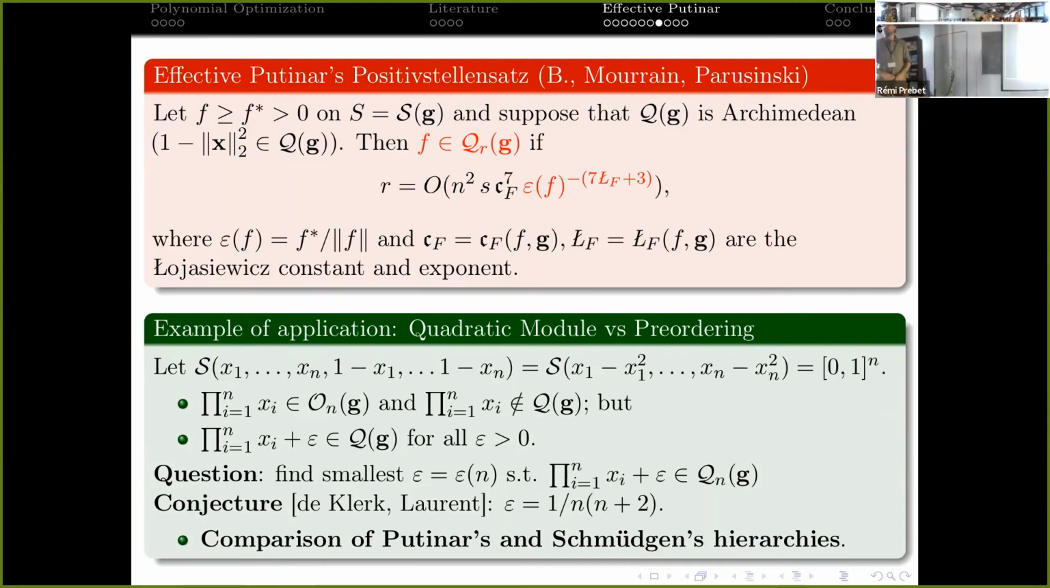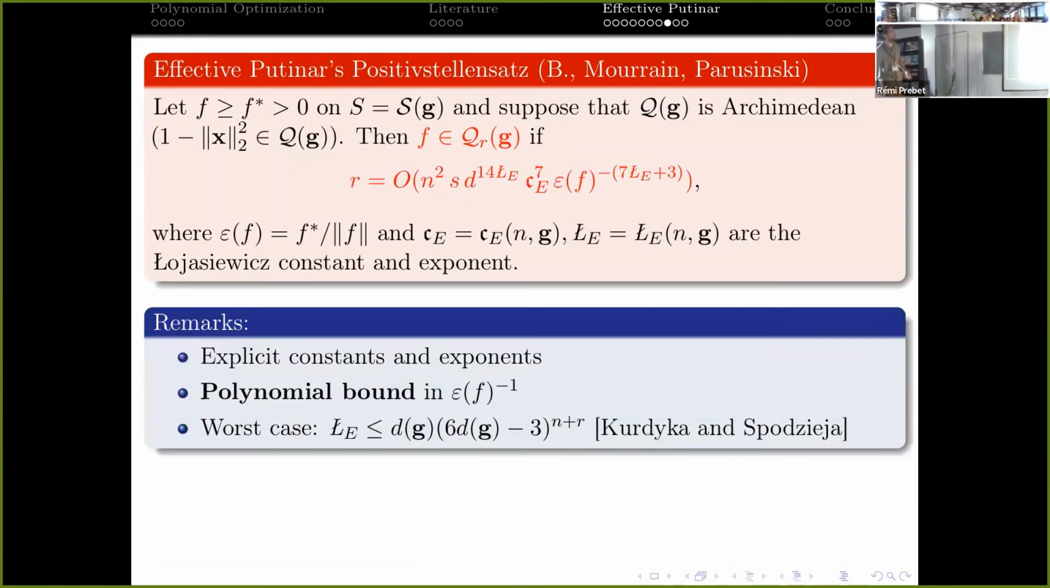Not only the worst case, but also this special one. And okay, this is the result that I presented before. So this result is the one with Lojasiewicz exponent that does not depend on f, but you see there is this d to the 14 LE appearing, which is the worst case scenario, and we are not really always looking at it, but these results can be used to prove, as a corollary, the polynomial convergence of Lasserre hierarchies.